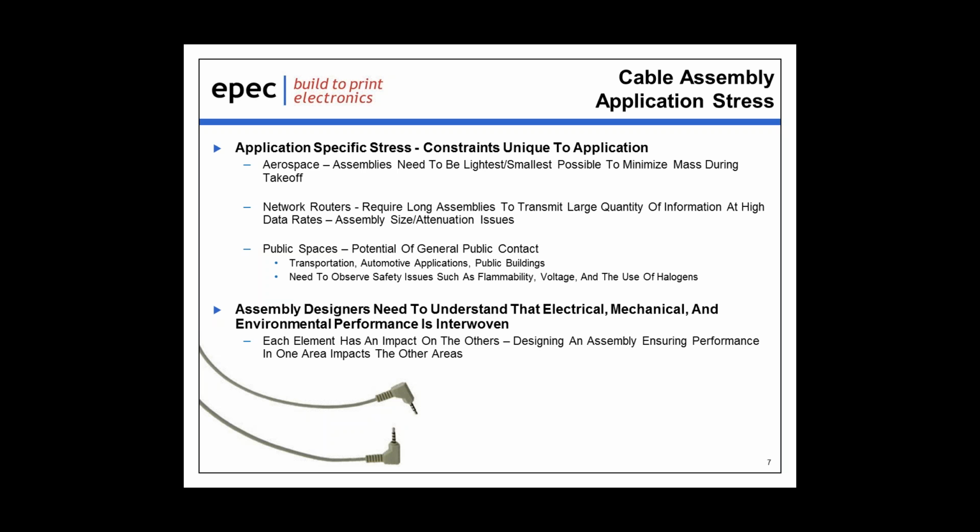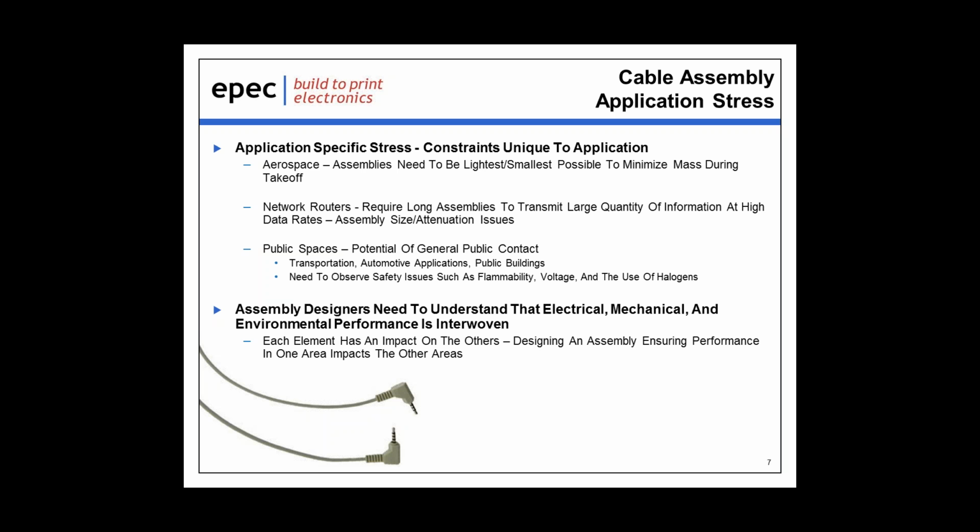If the assembly is installed in places where the general public could be in contact with them, the jacket needs to account for flammability possibilities. It may require the use of compounds that do not include any halogen-type products.